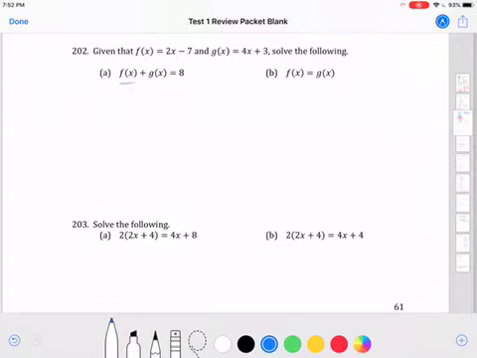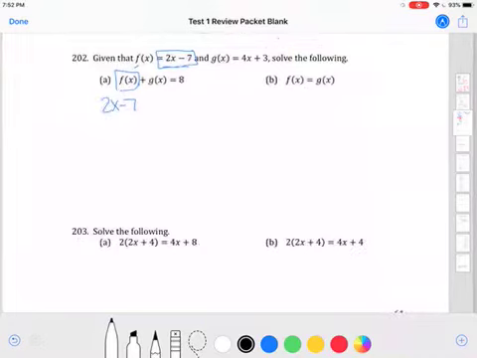What you need to do first is substitute in what the functions are. So A says that f of x is the first thing that I have. I have to take what f of x is up here, which is 2x minus 7, and plug it in for f of x. So 2x minus 7 gets plugged in for f of x in the first part of this equation.